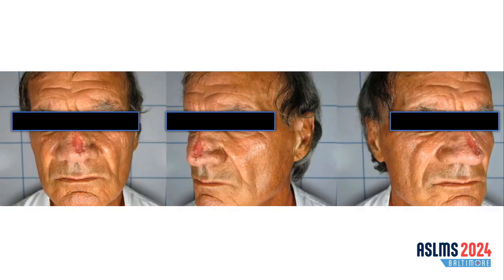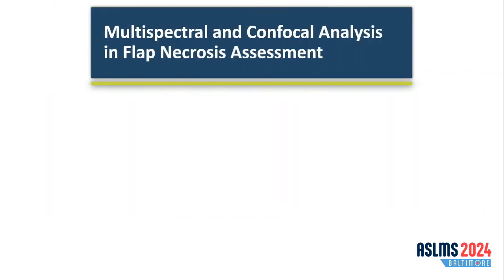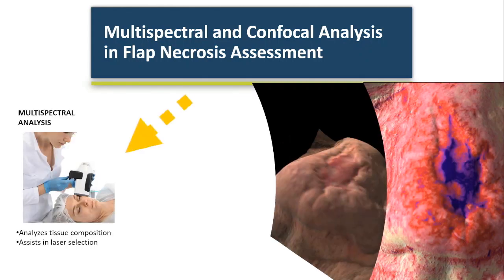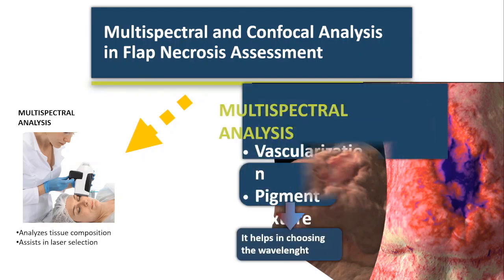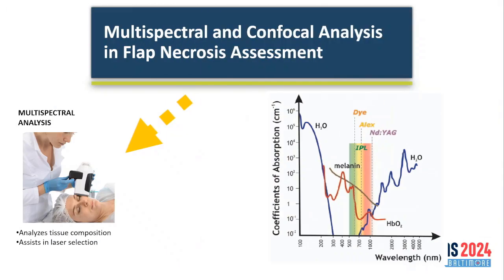This is a pretty wide nasal scar from dehiscence after skin cancer removal. And they're using multispectral and confocal analysis to assess the necrosis of the skin and really rendering these 3D imaging to better assess the depth of the scar as well as the components of the scar. Is it more vasculature that's contributing to the scar appearance, or is it more collagen fibrosis or more pigmentation?